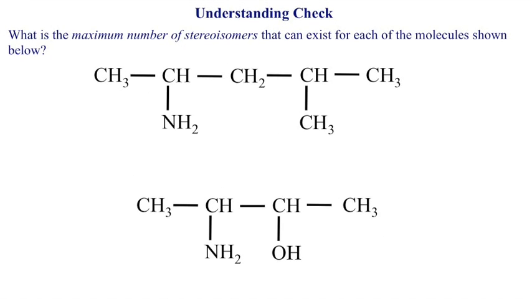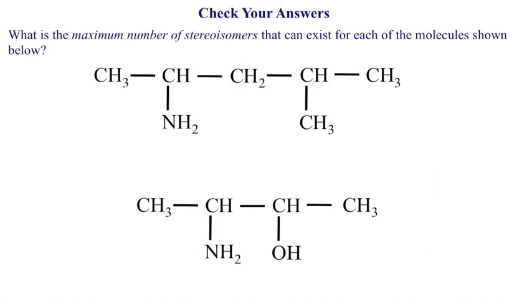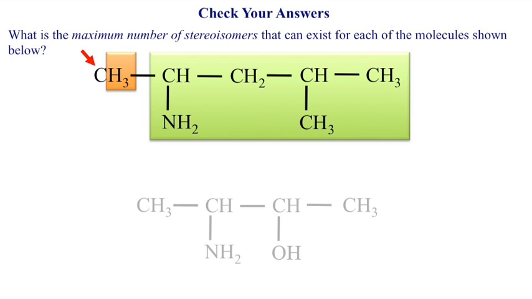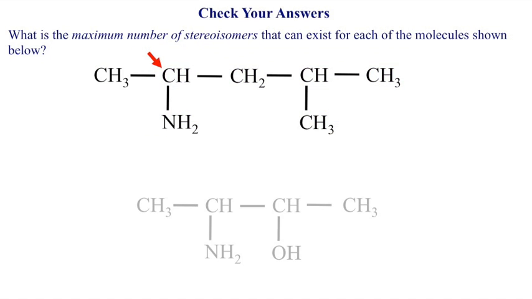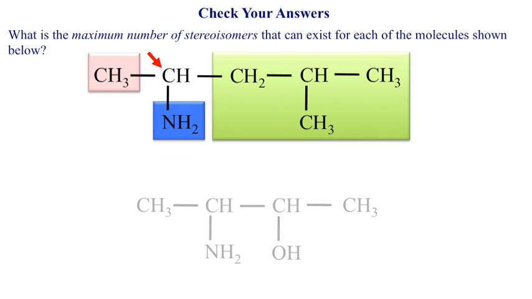Now you try a problem. What's the maximum number of stereoisomers that can exist for each of the molecules shown here? Click pause and work on the problem now. Check your answers. We'll start with the molecule on top. The leftmost carbon is not chiral, it's bound to 3 hydrogens. Moving from left to right, the next carbon is chiral. It's bound to 4 different groups.